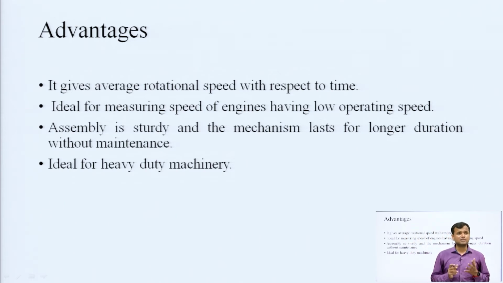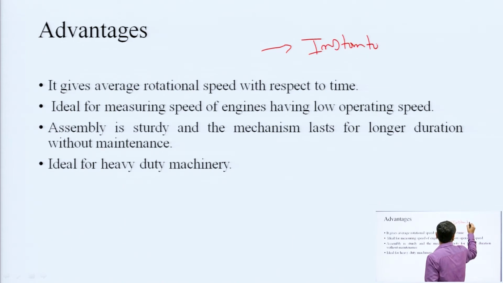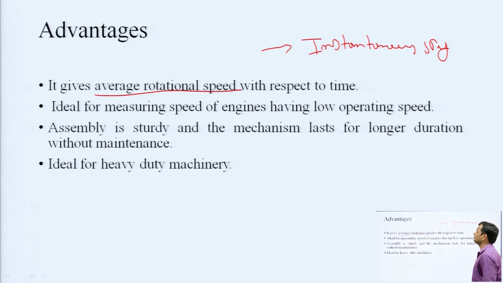So there are various advantages of the mechanical fly ball angular velocity sensor, or the centrifugal tachometer, or the mechanical fly ball tachometer. First, it gives the average rotational speed with respect to time, meaning it does not give you the instantaneous speed; it gives you the average rotational speed.